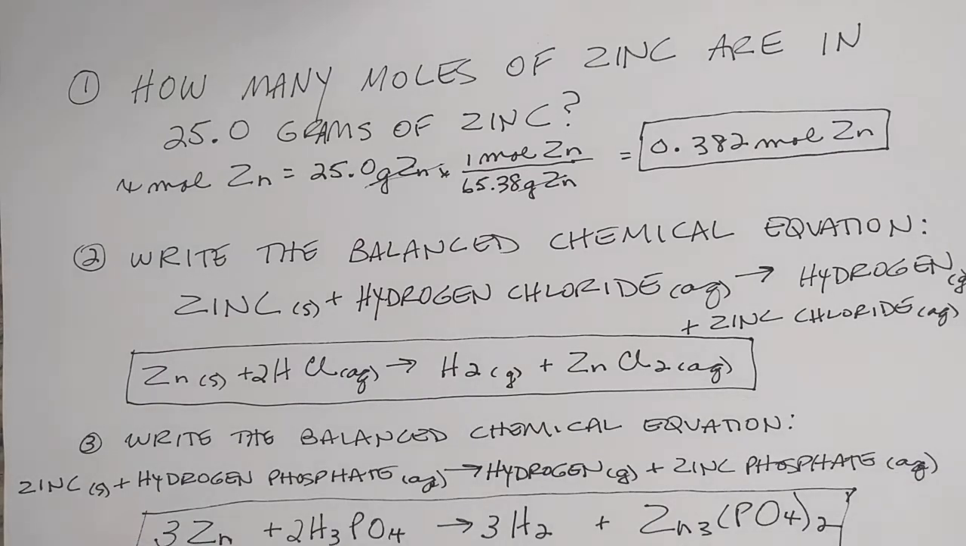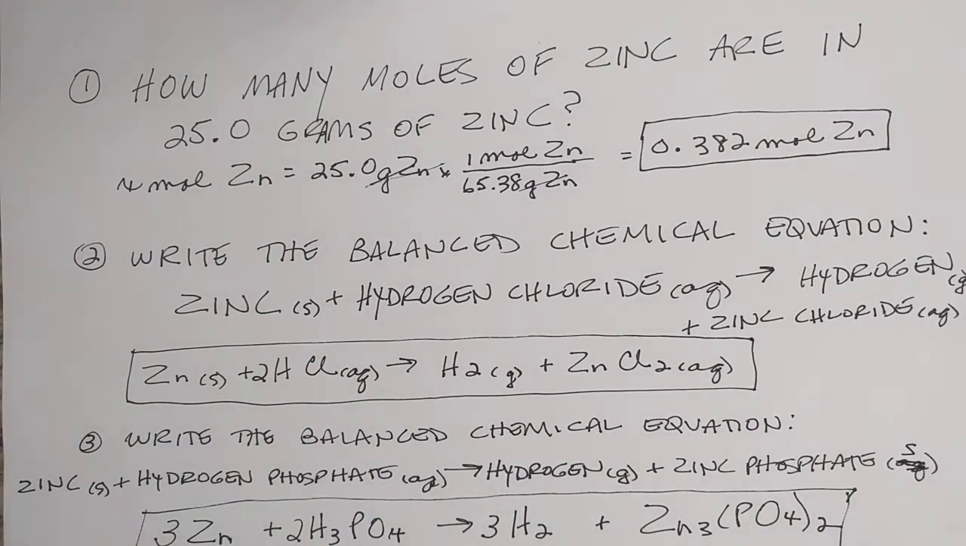And our next problem, we also have zinc, but now we have hydrogen phosphate. So phosphate is a 3-, hydrogen's a +1, so our formula is H3PO4. This hydrogen phosphate dissolved in water is known as phosphoric acid. So now we have a different acid, pour it on some zinc metal, and you still get the hydrogen gas, and now your other product is zinc phosphate. Ooh, that zinc phosphate would be a solid. That would not be aqueous, that would be solid. All right, but that doesn't matter for the balancing. So our coefficients now are 3 to 2 to 3 to 1.